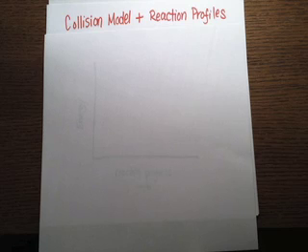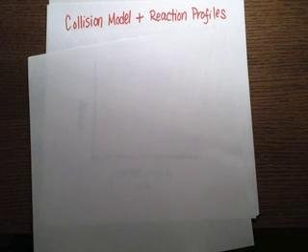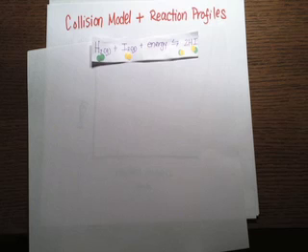In this video, we're going to look at the collision model and reaction profiles. Okay, so let's go ahead and have a look at a simple synthesis reaction. We've got some hydrogen, some H2 molecules, colliding with some iodine. It takes some energy, and then it's in equilibrium with two hydrogen iodides.